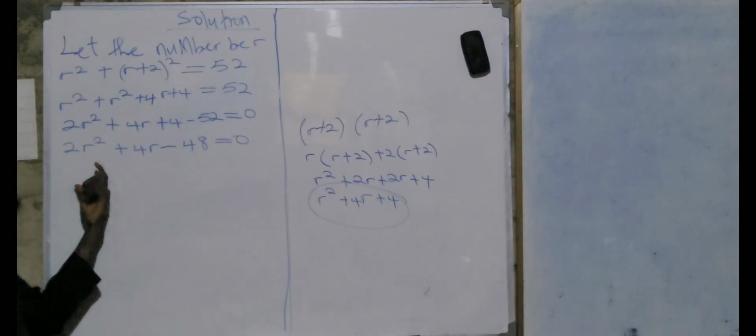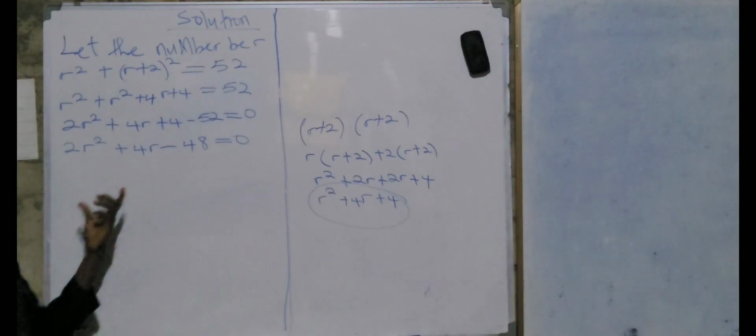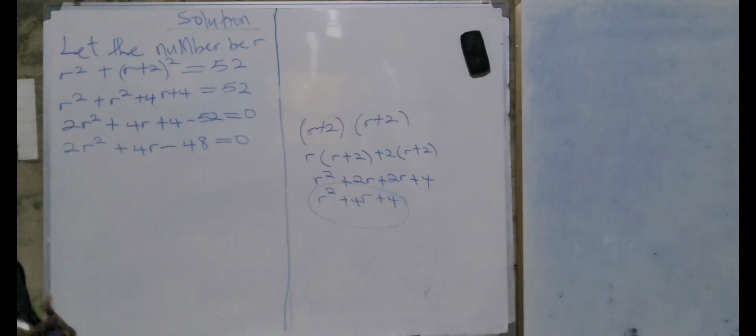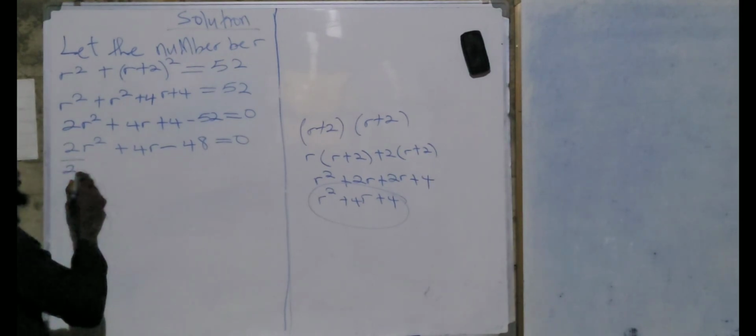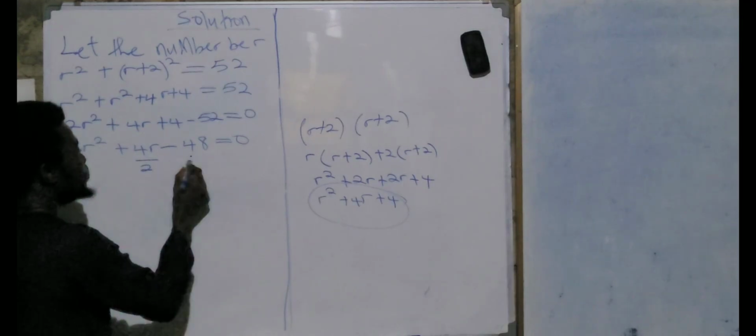Now, we know that 2 can go into all of these values, right? So therefore, we can divide all the sides by 2. Are we okay here? Now, 2 divided by 2. Let me just put the division sign for you to see. Divided by 2, divided by 2.